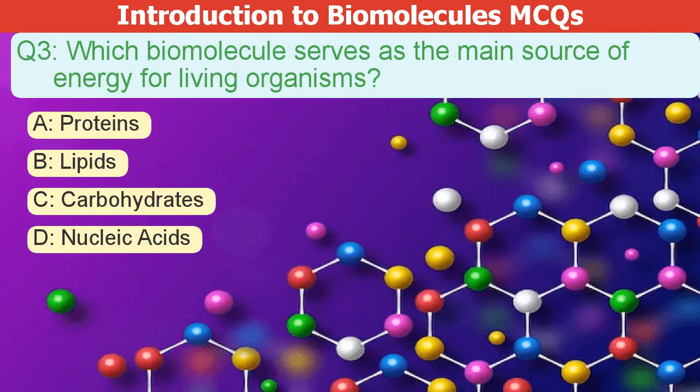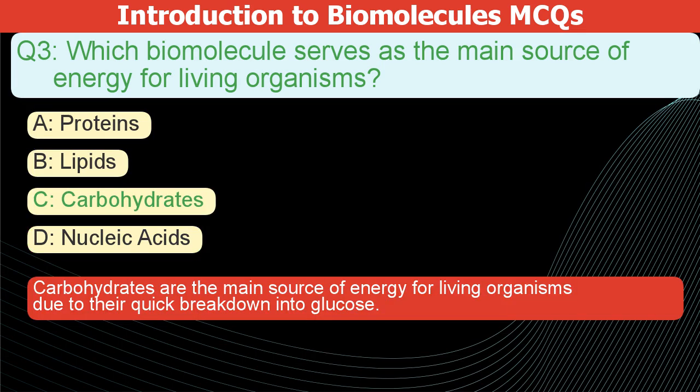Which biomolecule serves as the main source of energy for living organisms? A. Proteins. B. Lipids. C. Carbohydrates. D. Nucleic acids. The correct answer is C. Carbohydrates are the main source of energy for living organisms, due to their quick breakdown into glucose.